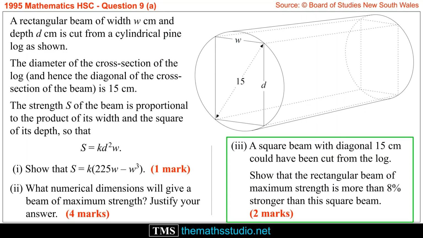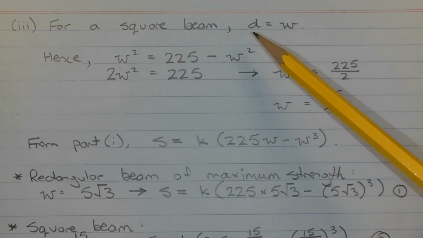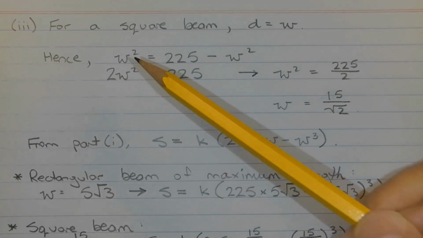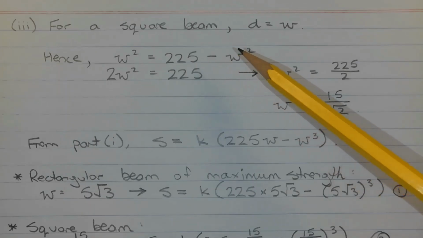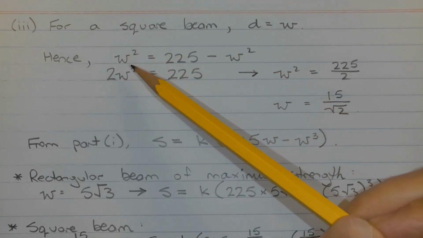Part 3. A square beam with diagonal 15 centimeters could have been cut from the log. Show that the rectangular beam of maximum strength is more than 8% stronger than this square beam. For a square beam, the depth D is equal to the width W. Hence from part 1, if you recall the equation D squared is equal to 225 minus W squared, we substitute W for D and we form this equation.